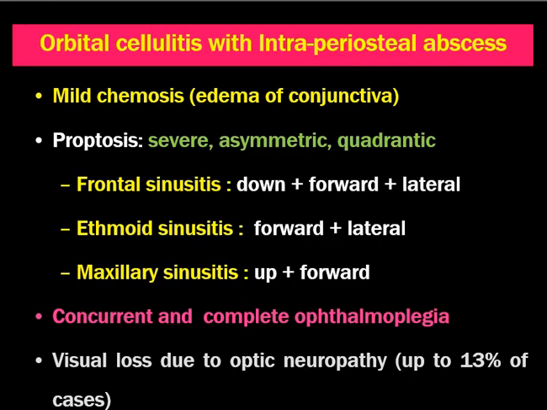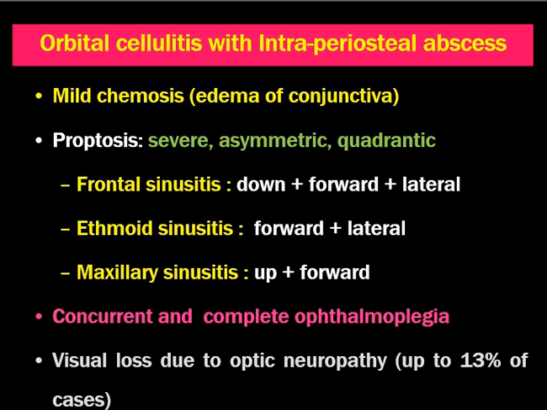Now let's come to orbital cellulitis with the intraperiosteal abscess. Now the infection goes to the intraperiosteal level. There will be mild chemosis, which is edema of the conjunctiva. There will be severe asymmetric and quadrantic proptosis. In frontal sinusitis, the patient will have downward and forward plus lateral bulges. In ethmoid sinusitis, there will be more lateral bulges. And in maxillary sinusitis, the patient may have upward bulge of the eyeball. Proptosis means forward bulging of the eyeball.